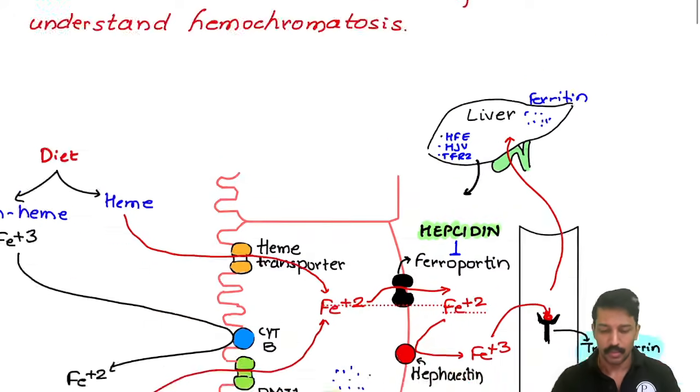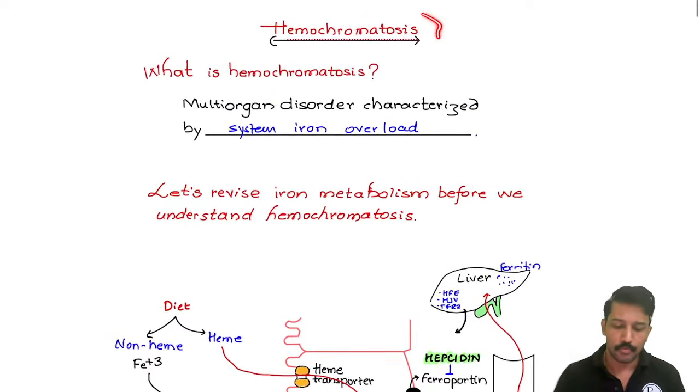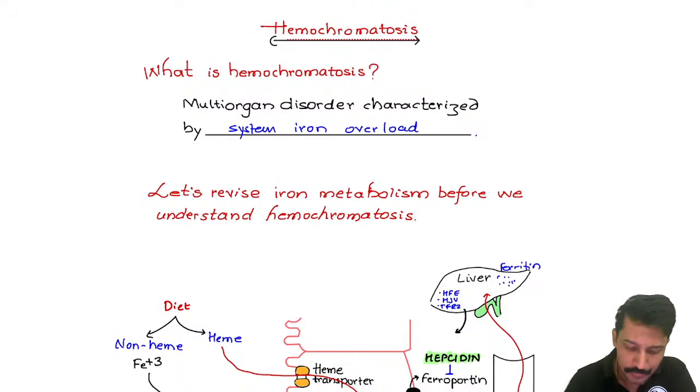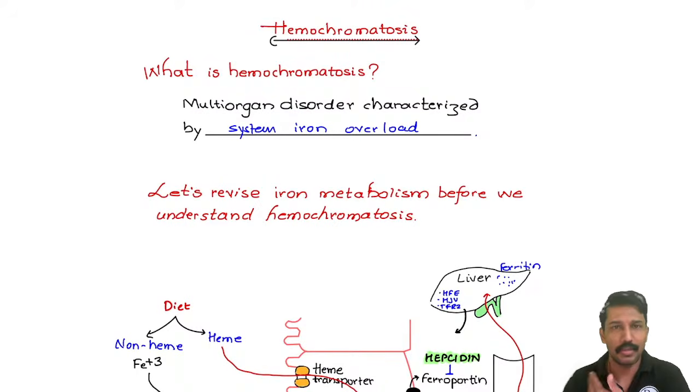Right? Clear? So to summarize, what is hemochromatosis? It's a multi-organ disorder. Why multi-organ? Because now the liver is not going to be the only site where iron will be deposited. The liver has a limit to which it can tolerate. Beyond that, excess iron will be stored in various other organs. Whichever organ is chosen to store iron will start becoming dysfunctional. So that's why it's a multi-organ disorder characterized by systemic iron overload. This could be secondary or hereditary.